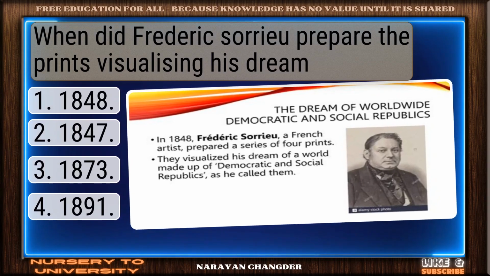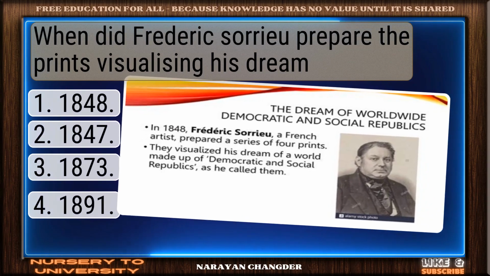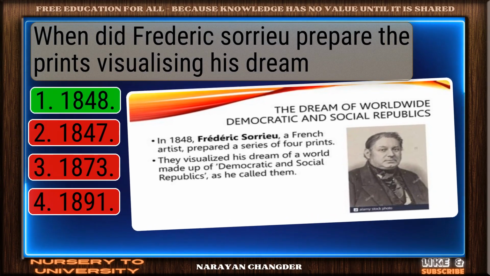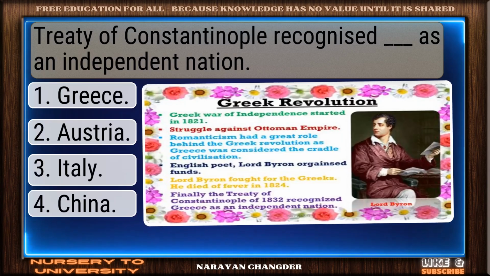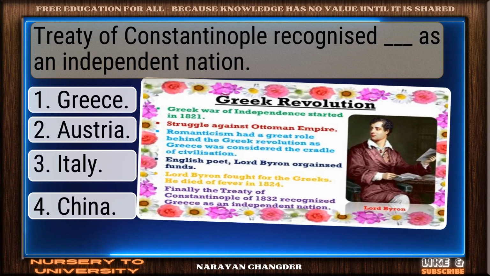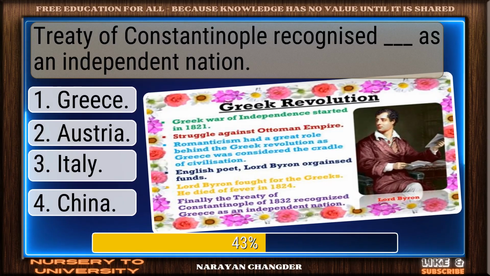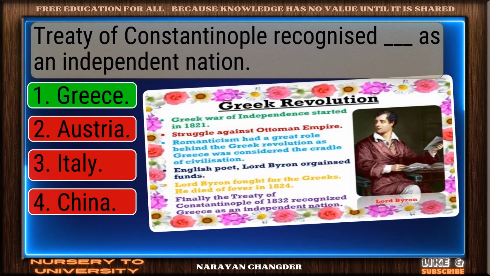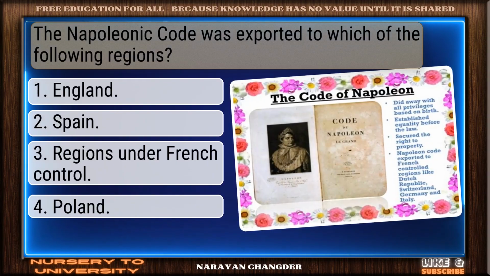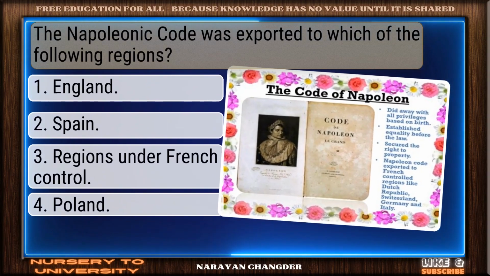When did Frederick Sorrieu prepare the print visualizing his dream? Right choice. 1840 is best. Treaty of Constantinople recognized dash as an independent nation. Excellent. Greece is well reasoned. The Napoleonic Code was exported to which of the following regions?